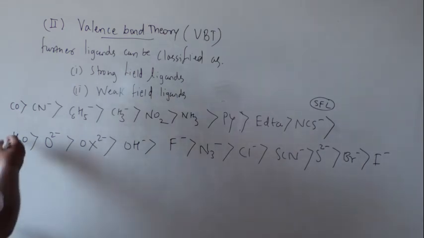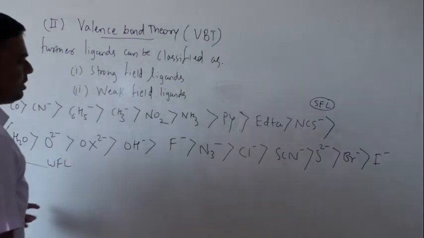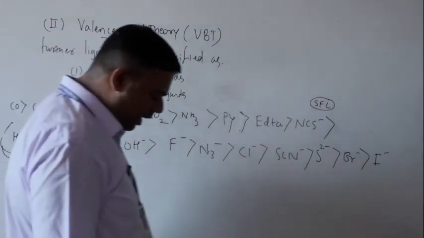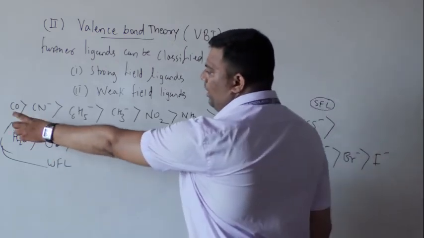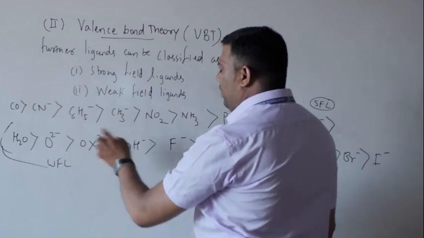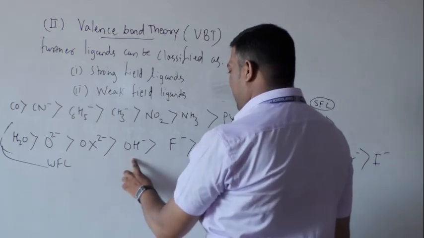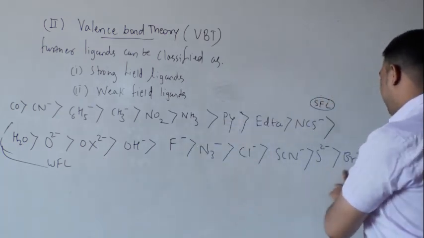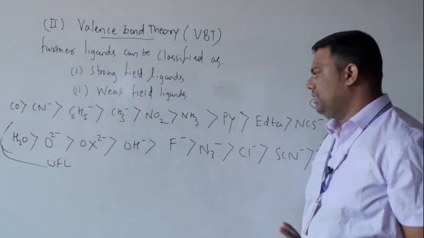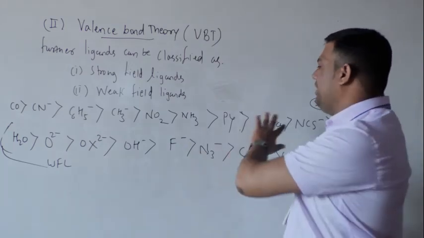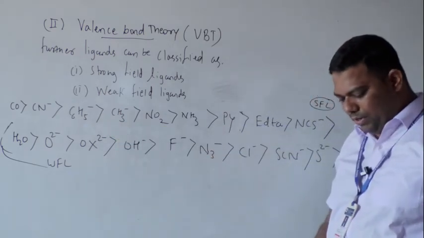From water onward, these are weak field ligands. Most commonly and frequently we use carbonyl, that is CO, CN minus, then NH3, water, oxalate, OH minus, F minus, Cl, Br, I minus. Keep this in mind. So water is a weak field ligand, and the others up to this range are strong field ligands.